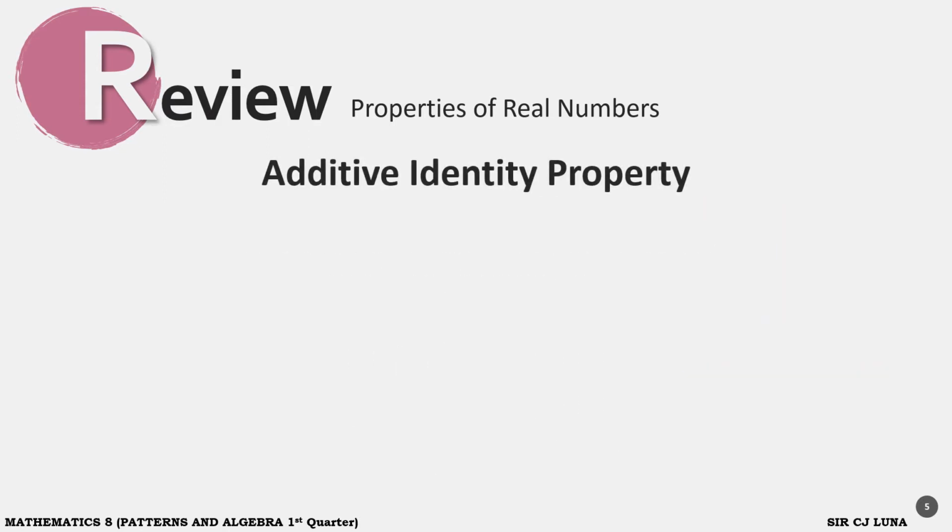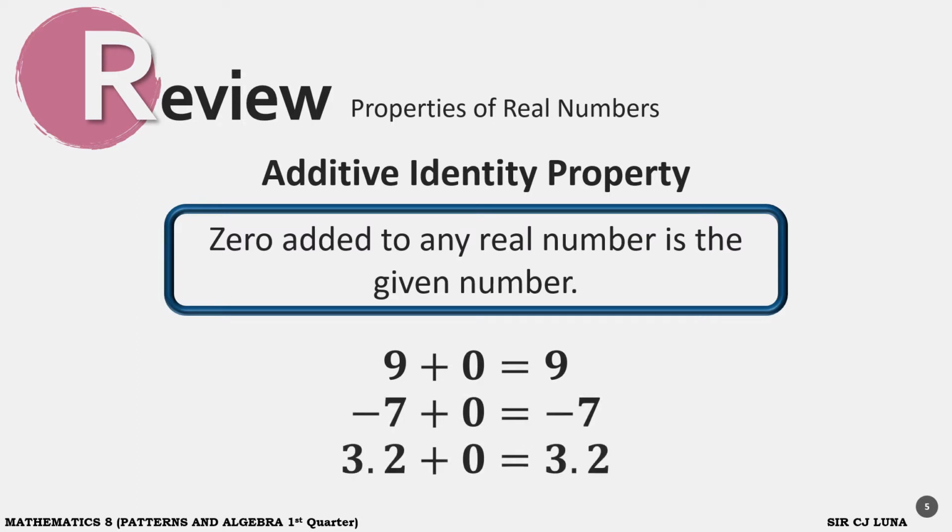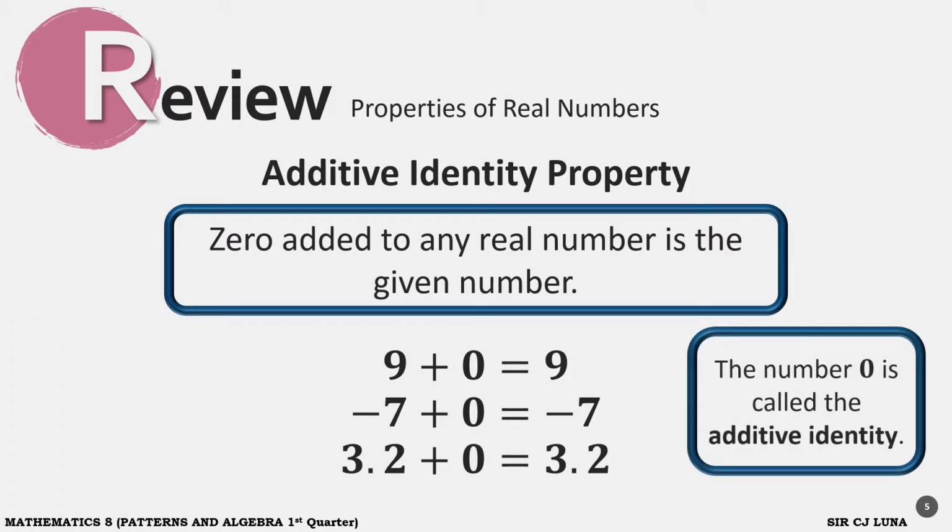Second is the additive identity property. 0 added to any real number is the given number. 9 plus 0 is equal to 9. Negative 7 plus 0 is negative 7. 3.2 plus 0 is equal to 3.2. Whatever you add to 0, the identity of that number will not change. So the number 0 is called the additive identity.